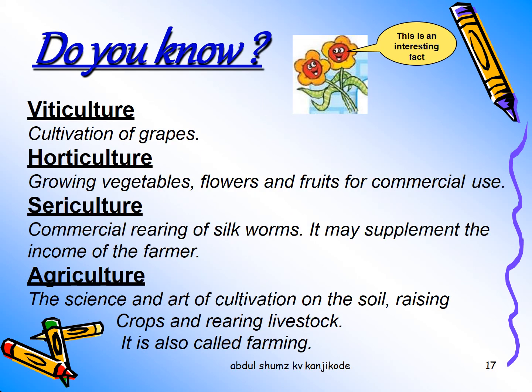This is there in the book. Viticulture means cultivation of grapes. Horticulture means growing vegetables. Sericulture we already know, rearing of silkworms, and agriculture is the science and the art of cultivation on the soil, raising crops and rearing livestock.